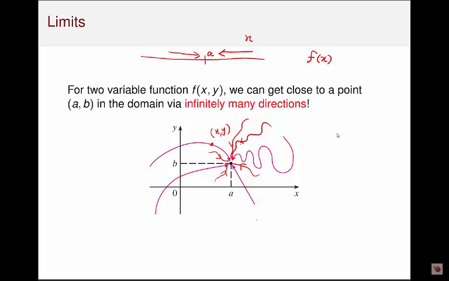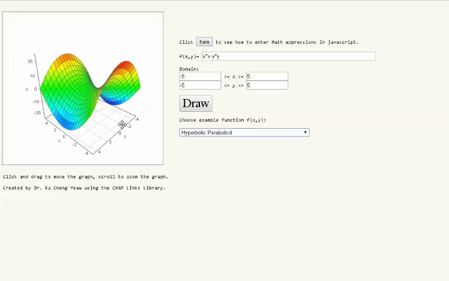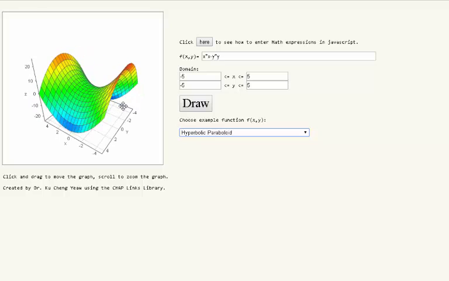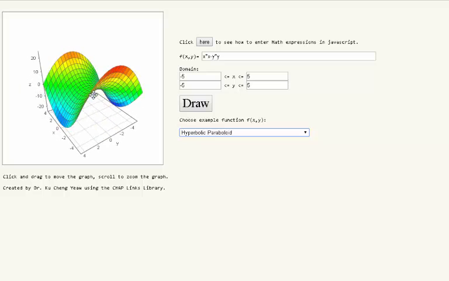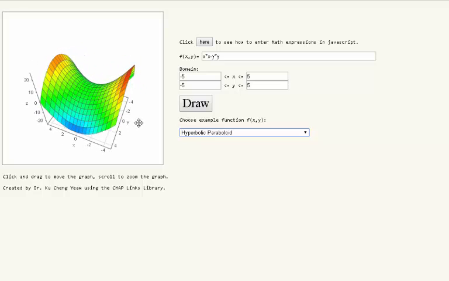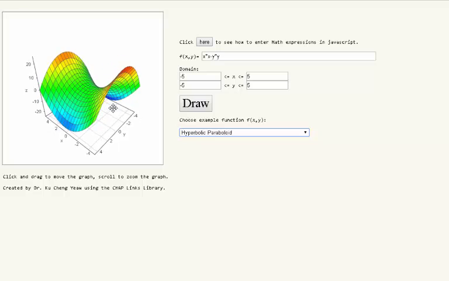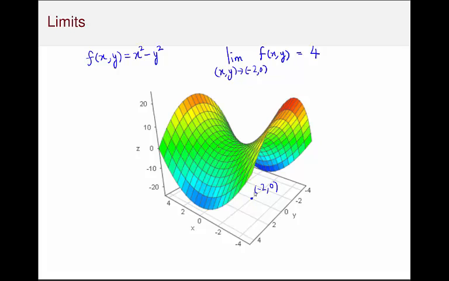However, for functions of two variables, x and y, any point (a, b) in the domain can be approached in infinitely many directions. Here's one example of a two variable function given by x squared minus y squared. As you might have recognized, this is an example of a hyperbolic paraboloid. So let's go and fix a point in the domain and look at the limits of this function at that particular point. Suppose we choose the point (-2, 0) in the domain of our function f.